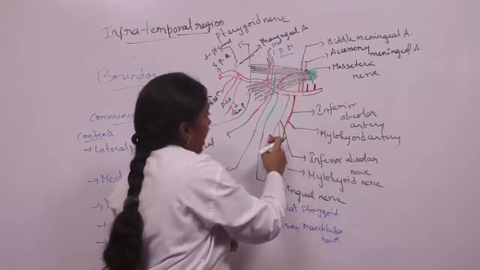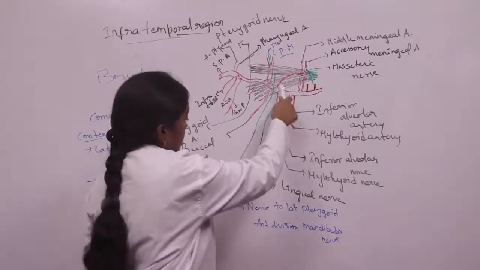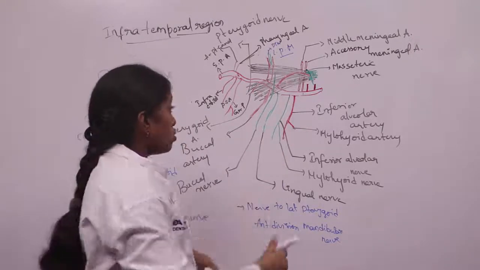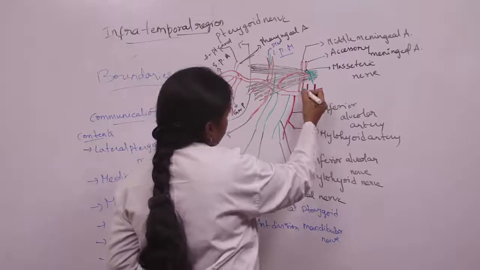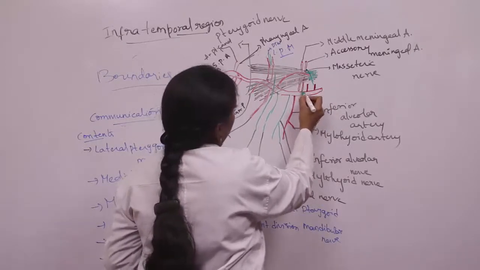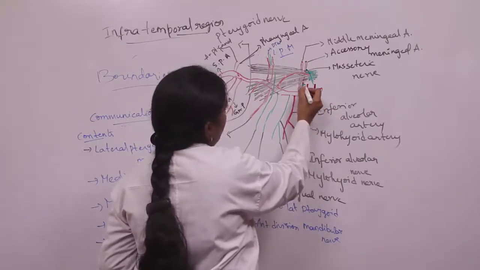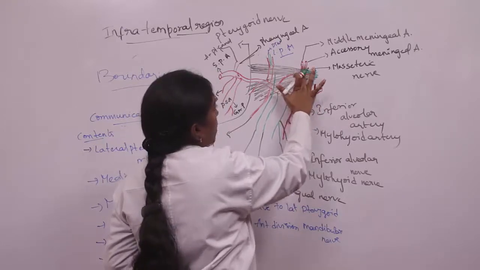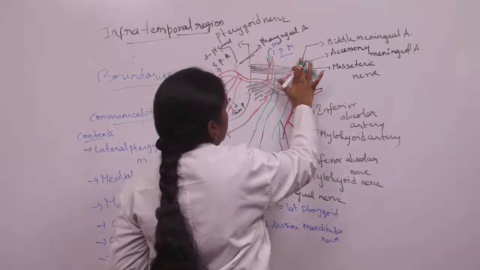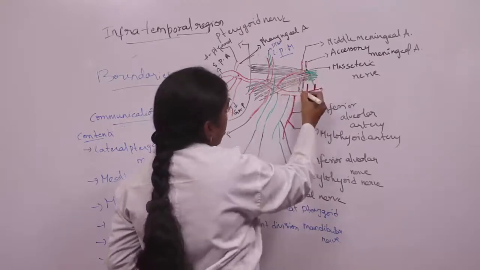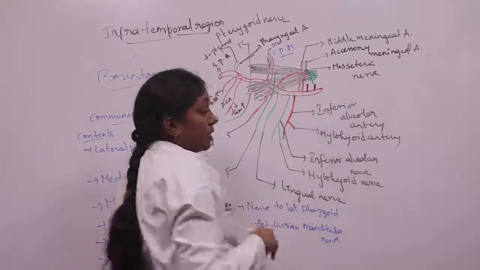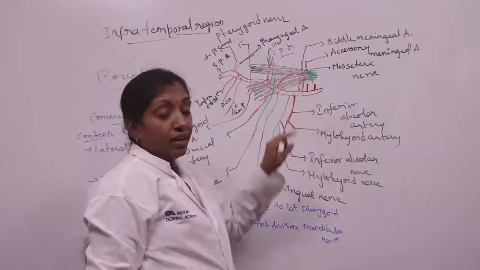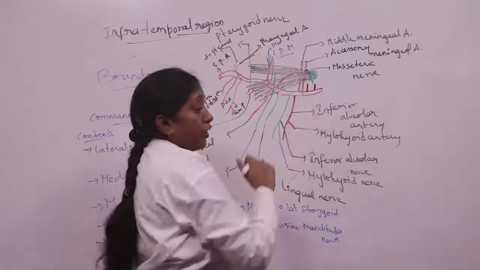This is the inferior alveolar nerve, and this is the lingual nerve, which emerges from the lower border, and also the middle meningeal artery. The middle meningeal artery arises from the lower border of the lateral pterygoid muscle, and again it goes deep to the lateral pterygoid muscle, and it passes upwards. So the middle meningeal artery and accessory meningeal artery also emerge from the lower border of the lateral pterygoid muscle.